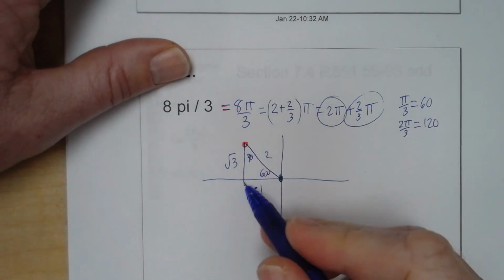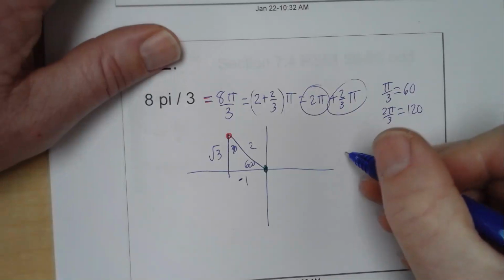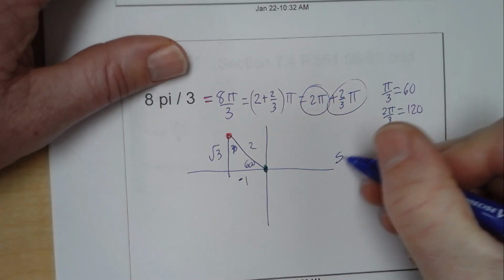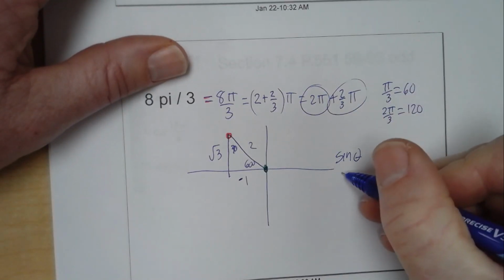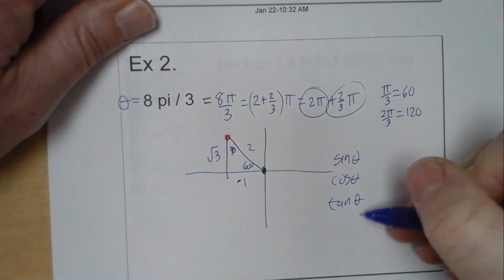So I go -1 and then up square root of 3, distance of 2. There it is. So for time purposes, I'm just going to do sine, cosine, and tangent. So sine of theta, cosine of theta, tangent of theta. And this is theta, so I can save time by doing that.